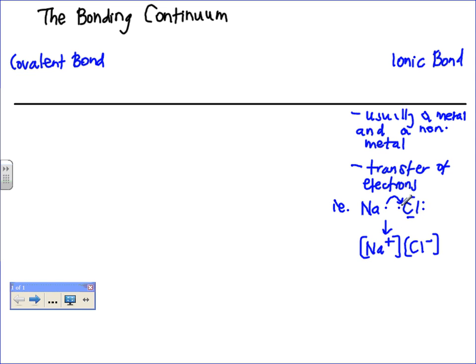Now it's very important to understand that this part here, the transferring of electrons, is not actually the bond. The bond exists between the cation and the anion. Okay, so the actual bond is the force holding these two ions together. And in this case, the reason they're attracted to one another is because we've got a full positive and a full negative charge.